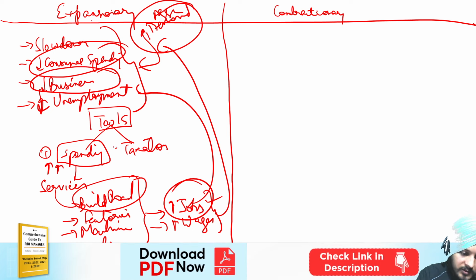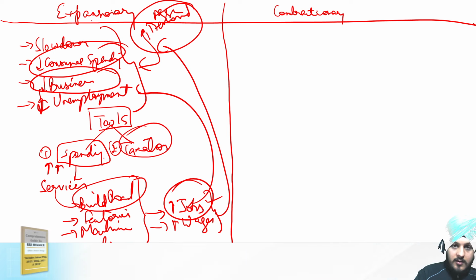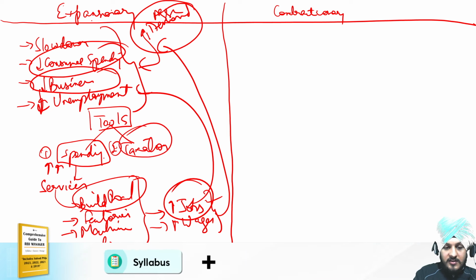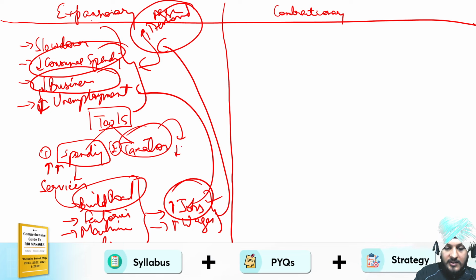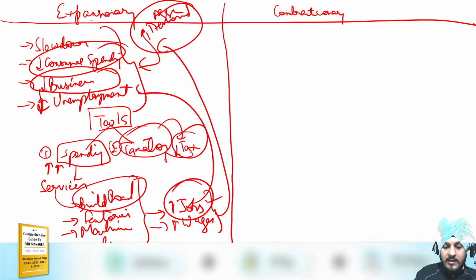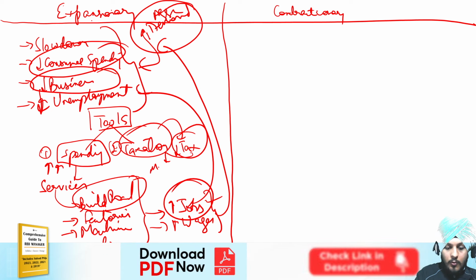Now the second tool is taxation. What taxation can do is, the government can reduce the tax in the economy, and by reducing the tax, it will leave consumers with more disposable income.